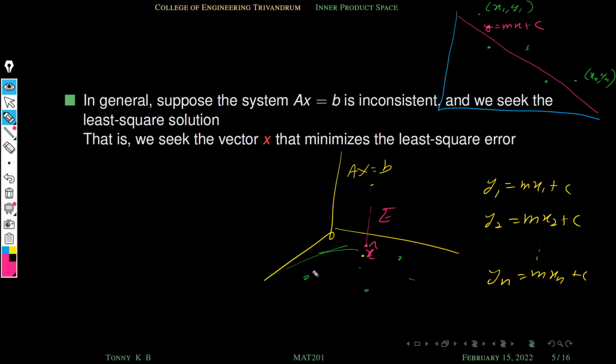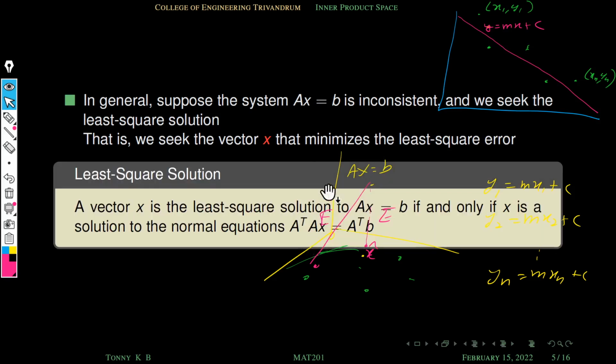Suppose a solution is here, then the error is larger than this one. So this is the best one. The underlying proof involves projections and inner products. This x cap is called the least square solution of this inconsistent system. This is the result: the least square solution.